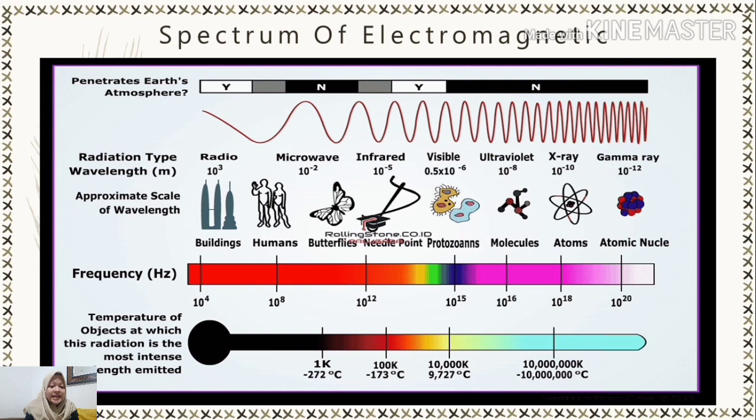Visible wavelengths pass largely uninterrupted through the Earth's atmosphere via the optical window region of the electromagnetic spectrum. The wavelength of visible light is 0.5 × 10 to the minus 6 meters, and the approximate scale of the wavelength is like protozoans. The frequency is 10 to the power 14 to 10 to the power 15 Hz, and the temperature of an object at which this radiation is the most intense wavelength emitted is 10,000 Kelvin.